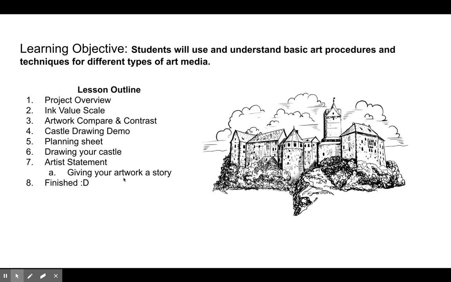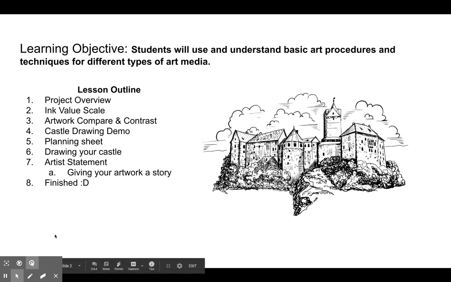Now, the artist statement is going to be a little bit different this time because usually you just explain to me what you did during the creative process, you know, how you got your drawing to look a certain way. For this one, I want you to also have a story to go with your drawing. So, you know, sometimes pictures are really good at telling us a story, but I want you to actually write a short story to go with your castle. So you can think about that when you're planning your castle out. That might change the way you want your drawing to look depending on what kind of story you want to have.